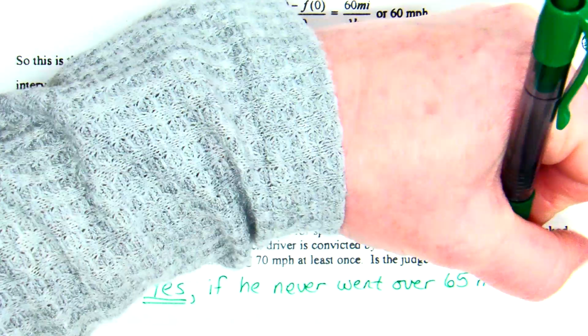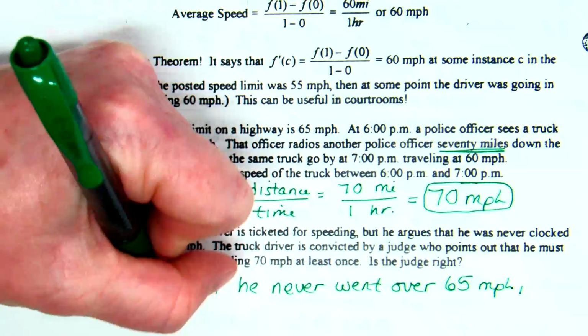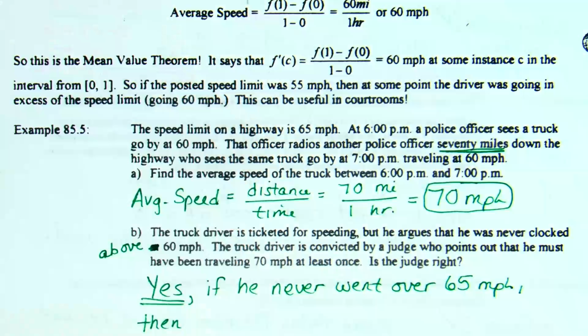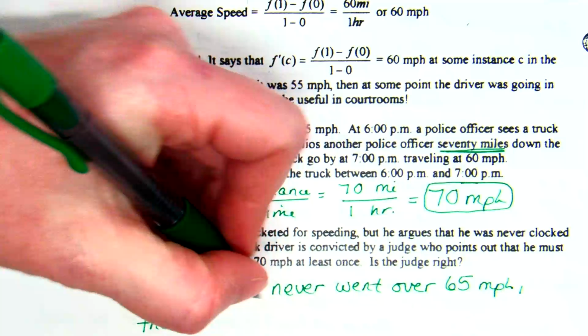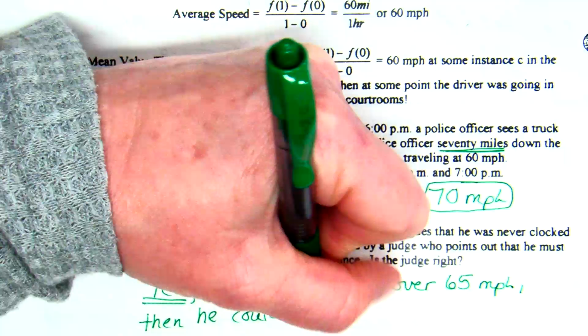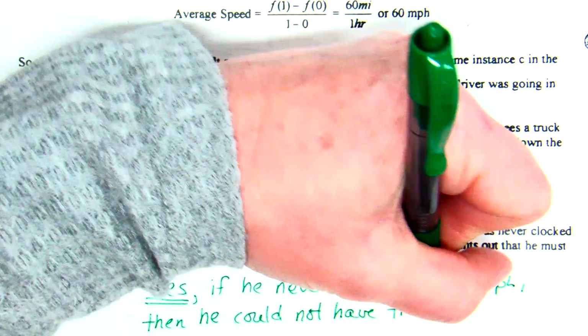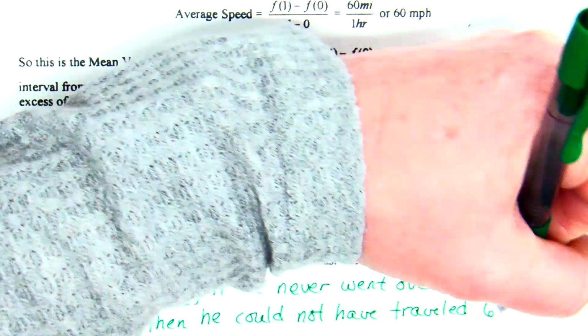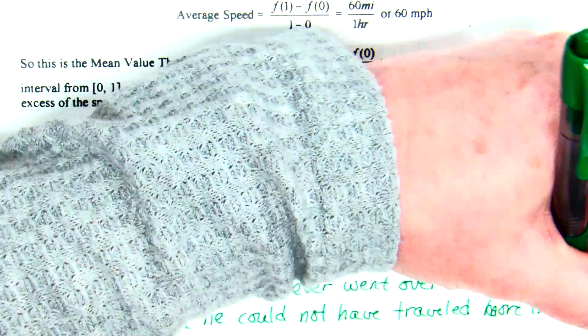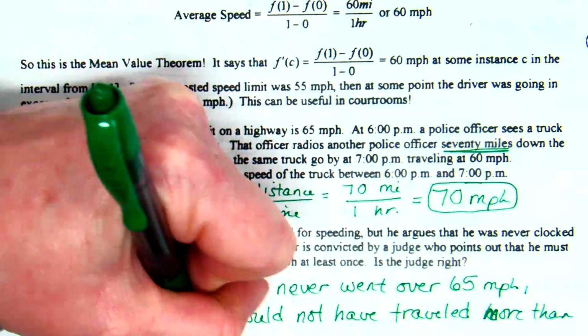Okay, if he never went over 65 miles per hour, then he could not have traveled how far in that 1 hour? 70 miles. You can only go 60. He could have only traveled 65 miles in that hour, right? So yeah. So I'm going to say then he could not have traveled more than 65 miles in the hour.